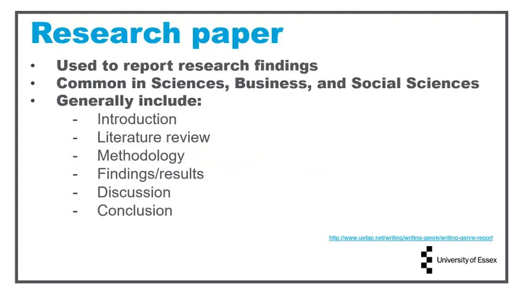The second format of submission we accept is a research paper. This is the traditional format for an academic journal article and is generally used to report research findings. Research papers are therefore common in sciences, business, and social sciences. Research papers have clear sections throughout.